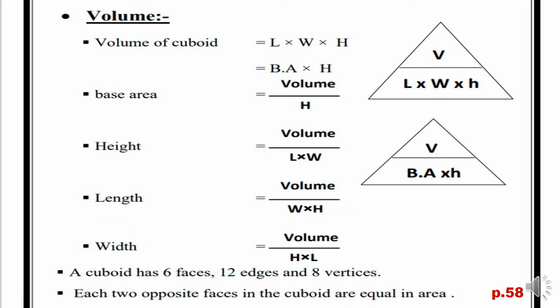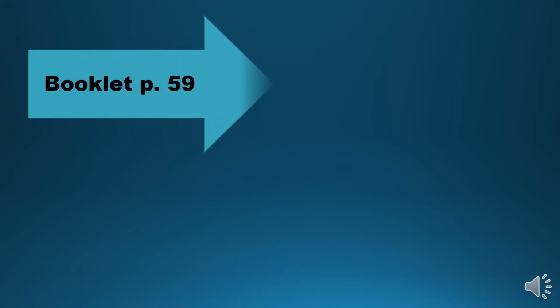The cuboid has 6 faces, 12 edges, and 8 vertices. Each two opposite faces in the cuboid are equal in area. Booklet page 59.